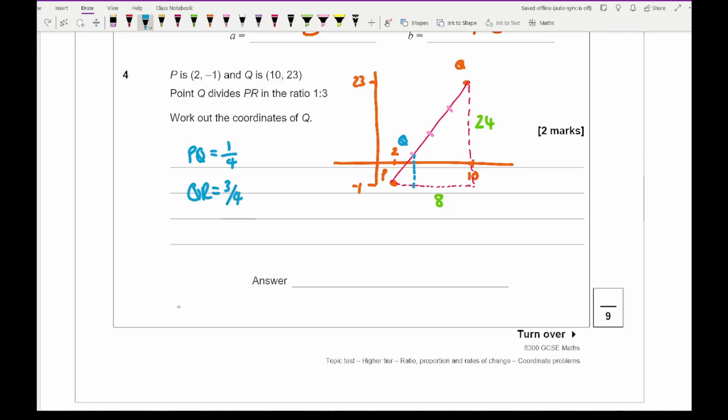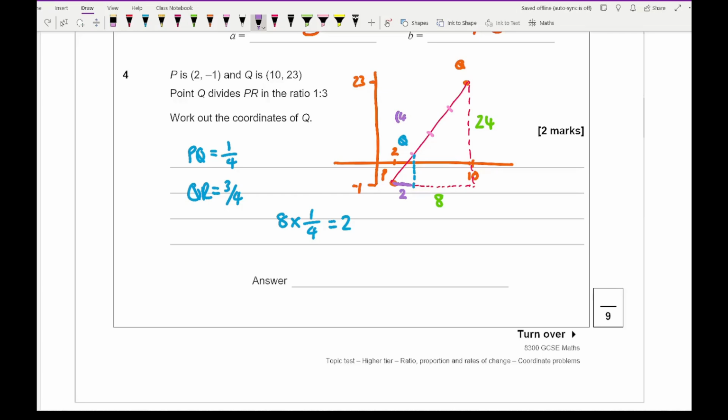So then to look at the dimensions, if I do 8 times 1/4, that gives me 2. So that means that in this triangle here, let me use a colour that I've not used. Let's go for purple. So this length here is going to be 2. So the x-ordinate of Q is going to be from 2 going across 2. So that's going to be 4.